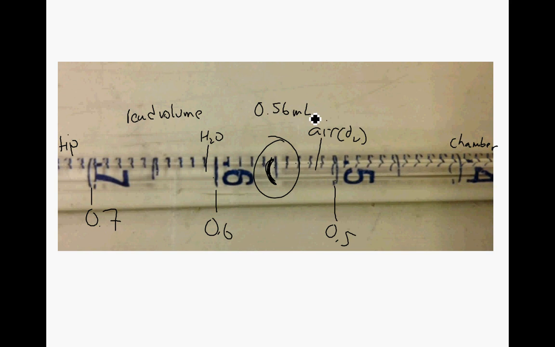So when you submerge your respirometer in the water, you have to adjust it, twist it, turn it, so that you can see the values, the numbers, as well as the increments, and make sure that you can see the bubble, right? Make sure you can see the meniscus.